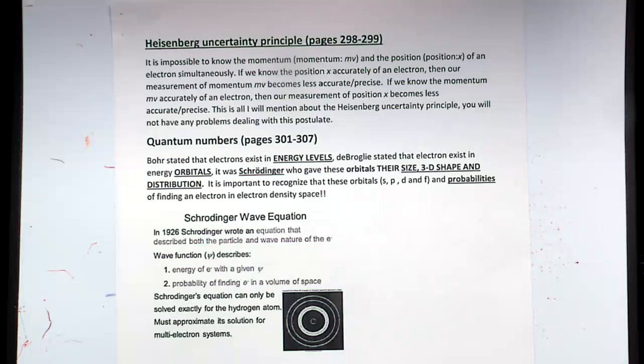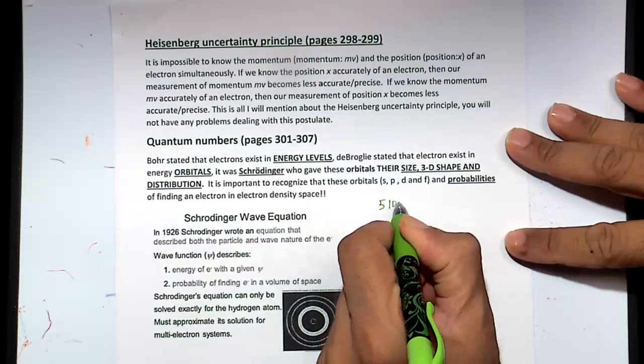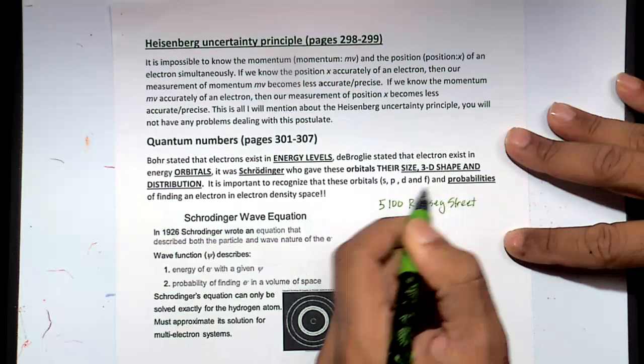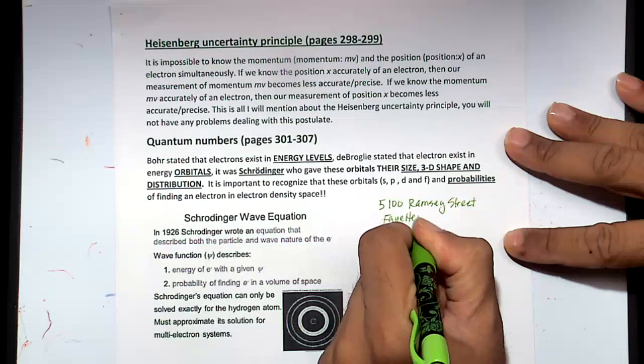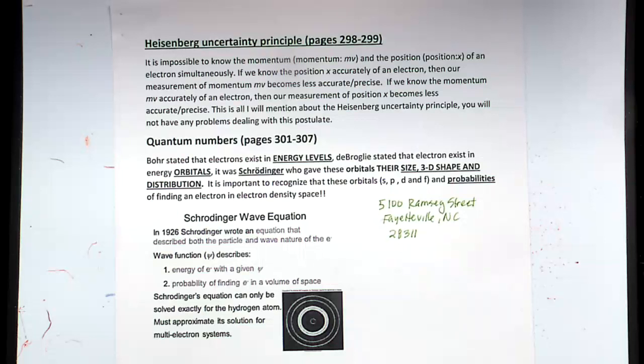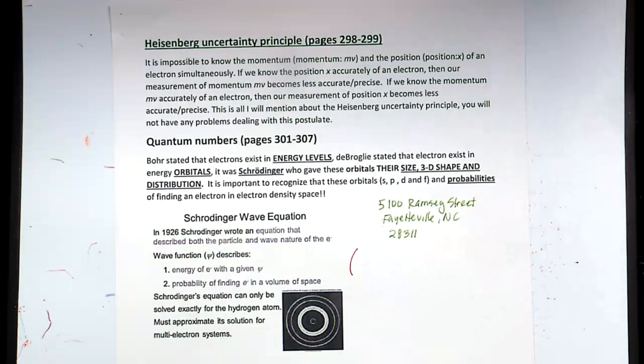Let me start by giving you, well, I won't give you my home address. I used to give my home address, but now I know the address of the school, so I'll give that. I think it's 5100 Ramsey Street, Fayetteville, North Carolina, 28311. So this is an address, which happens to be the address of our school. I want to ask you the question: if I were to request you to summarize this address in four terms, just four, how would you do that? Give me these four terms and I should be able to get the address.